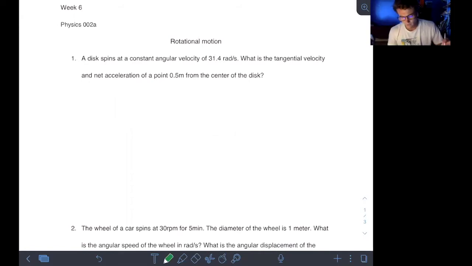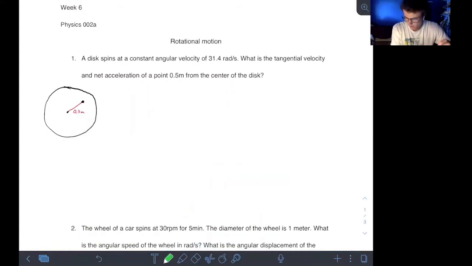Okay, so let's draw out what we got going on here. We got a disk, center of disk right here. And then we have some point, let's say it's right here. It's 0.5 away from the center of the disk. So this distance right here is 0.5 meters, okay?